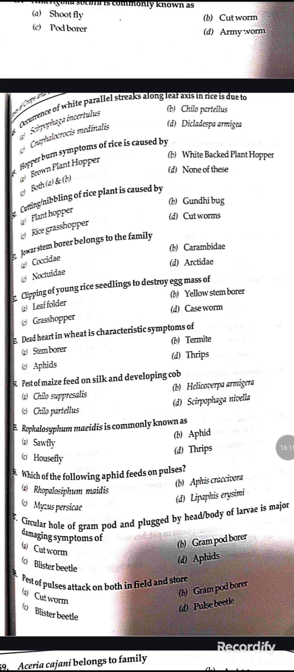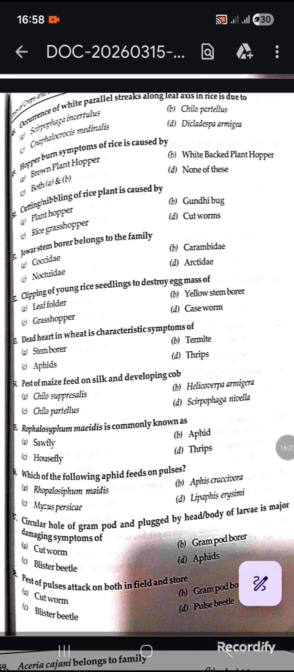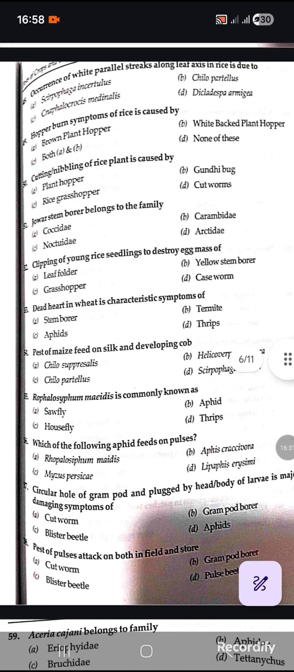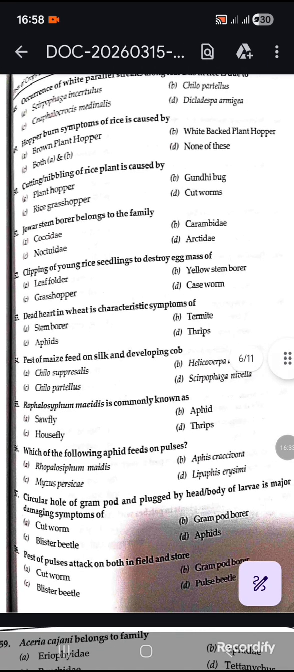Then last question, pest of pulses attacking both field and store. So this is pulse beetle. The pest of pulses that attacks both field and store is pulse beetle.